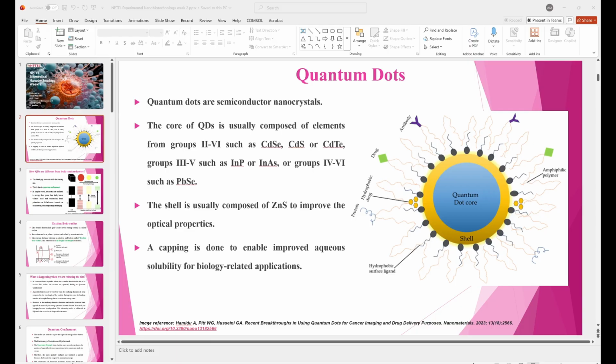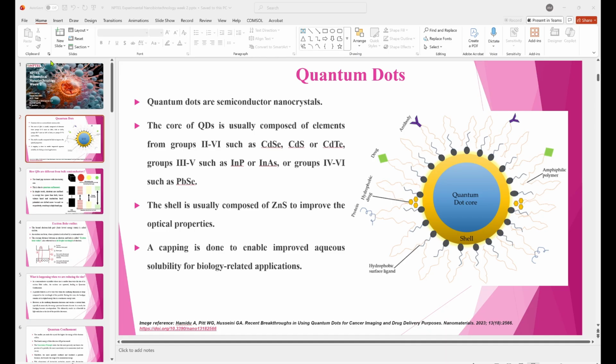So if you have to use quantum dots for biology related applications, what you have to do is cap it so that it is not recognized as foreign by the body, and also to make it aqueous soluble. Because quantum dots are made of heavy metals, mostly they will have poor solubility in aqueous solvents. So to increase your solubility, as well as to make it the stealth technology we talked about, PEG. So that is there.